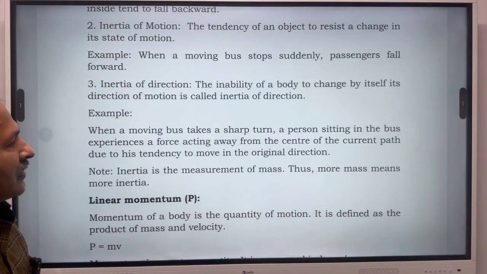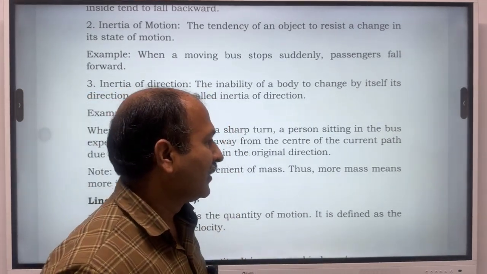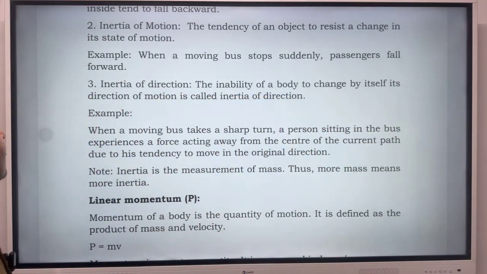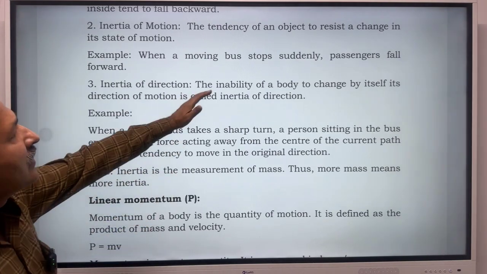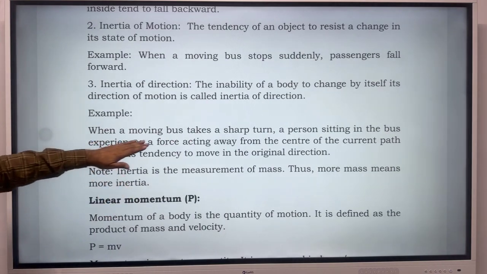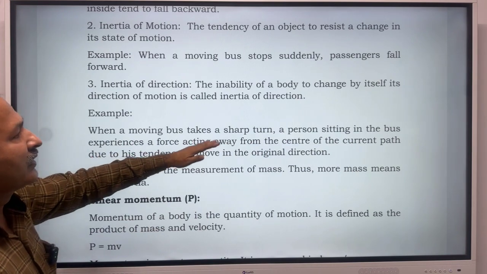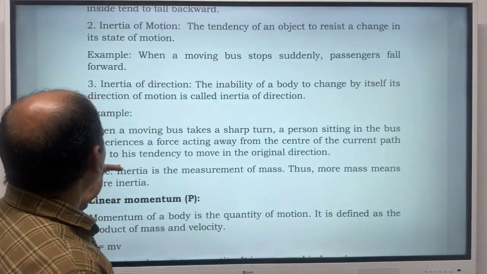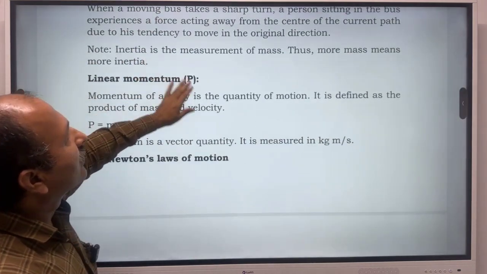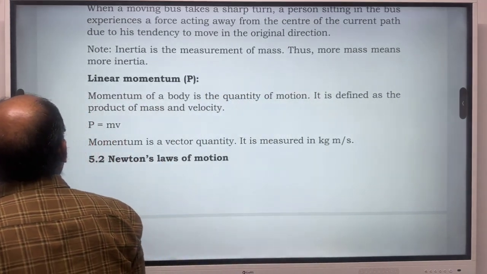Then inertia of direction. Suppose you are sitting in a bus and the bus suddenly takes a turn, then you will feel a jerk in the direction in which you were initially going. So there is a change in direction. Inertia of direction is the inability of a body to change by itself its direction of motion. When a moving bus takes a sharp turn, a person sitting in the bus experiences a force acting away from the center of the current path due to his tendency to move in the original direction. So, as I told you, inertia is the measurement of mass. The heavier the body, the more the inertia.